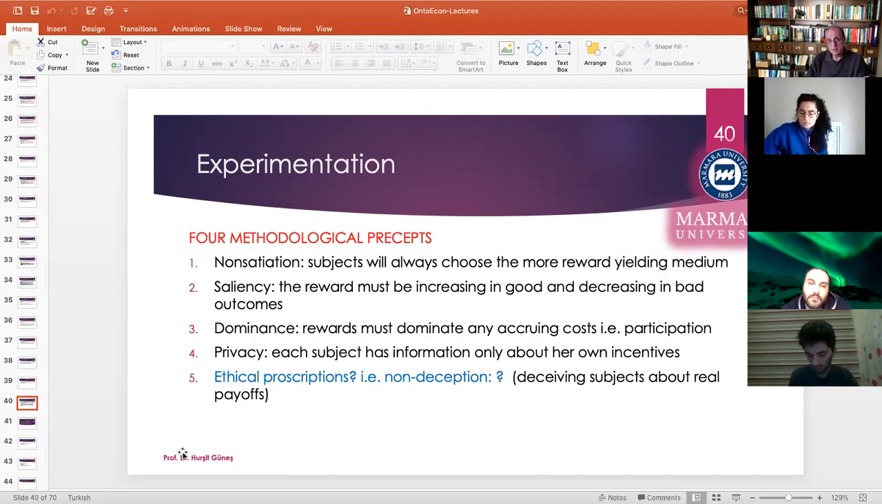Prospect theory, partly. But it must be obvious. The reward must be increasing. I must see it. Obvious. Three, dominance. Rewards must dominate any accruing costs. When I say accruing costs, I'm not saying losses. We're talking about accruing costs like participation costs.